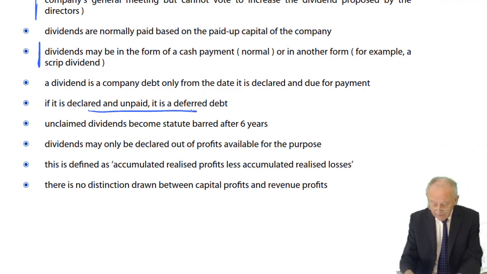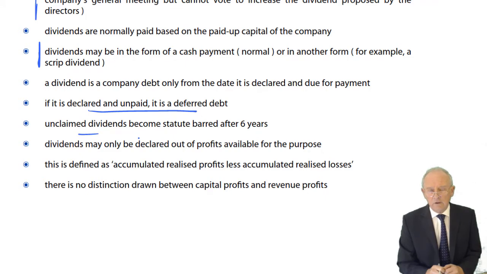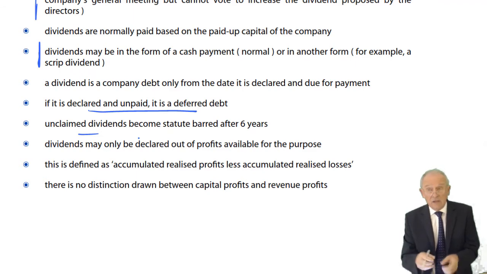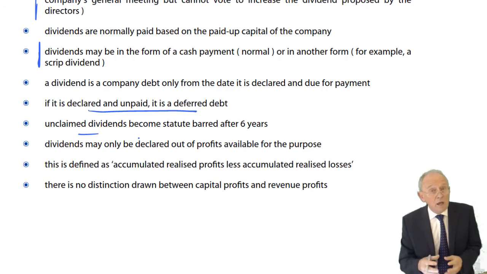If it's declared and then unpaid, it's a deferred debt. It's most unusual. I don't think I've ever heard of that happening, but that's what it would be. It would be a deferred debt. So long as it's been declared and not yet been paid, then it's a deferred debt. Unclaimed dividends are statute barred. It means that if you receive a dividend notification and you don't take it to the bank, and you leave it for 6 years, you can't then claim it. You can't go back to the company and say, oh, look, I forgot to bank this 7 years ago. The company may be prepared to do that for you, but there's no obligation. It's a statute barred debt.